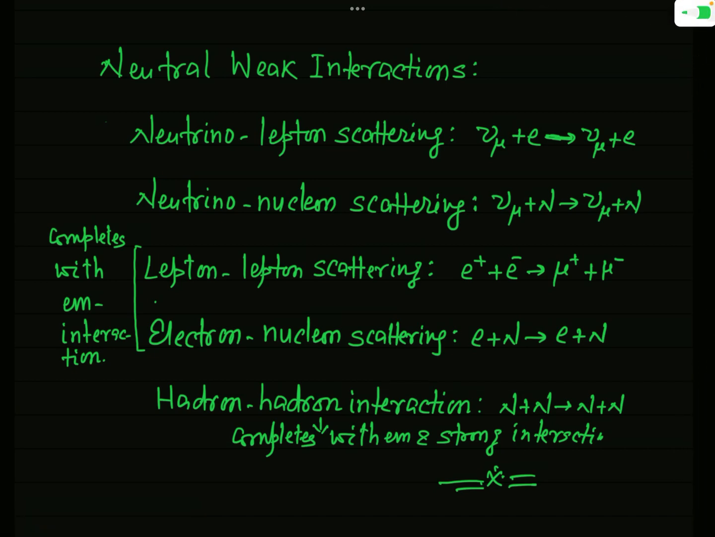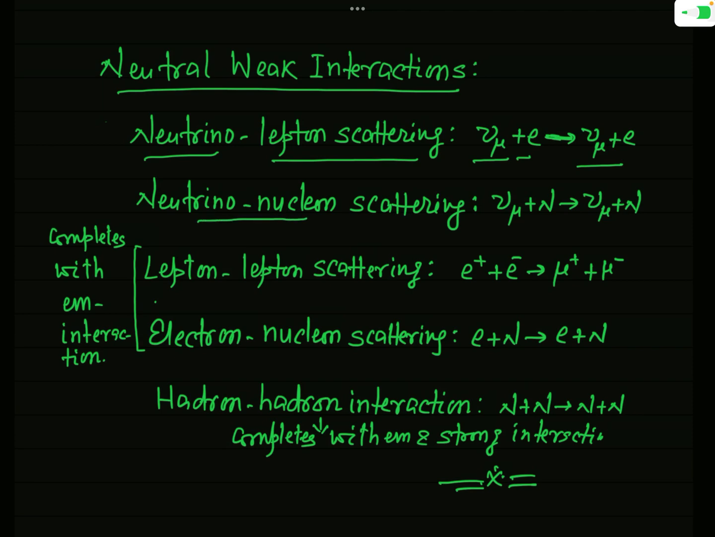Now, the second class of weak interaction you have seen is neutral weak interactions, and I have mentioned here some of the important examples of this neutral weak interaction. The first one is neutrino-lepton scattering. You can see when the neutrino nu mu is scattered by this electron, then the identity of the particle does not change. This is nu mu plus electron. Similarly, you can see another example, which is neutrino-nucleon scattering.